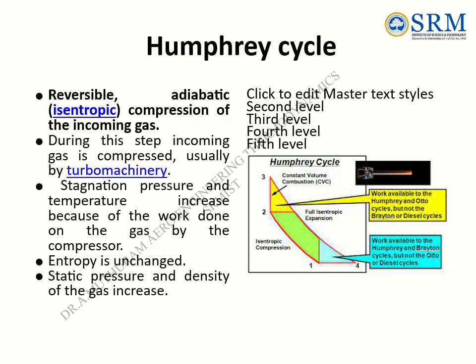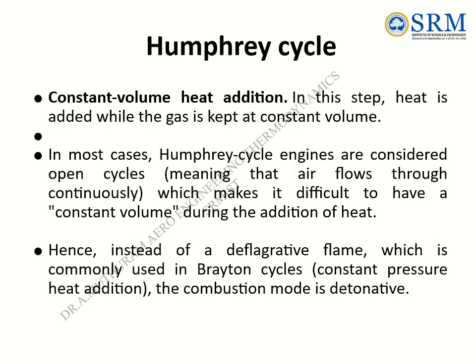During this step, incoming gas is compressed, usually by turbomachinery. Stagnation pressure and temperature increase because of the work done on the gas by the compressor. Entropy is unchanged. Static pressure and density of the gas increase. Constant volume heat addition. In this step, heat is added while the gas is kept at constant volume. In most cases, Humphrey cycle engines are considered open cycles, meaning that air flows through continuously, which makes it difficult to have a constant volume during the addition of heat.